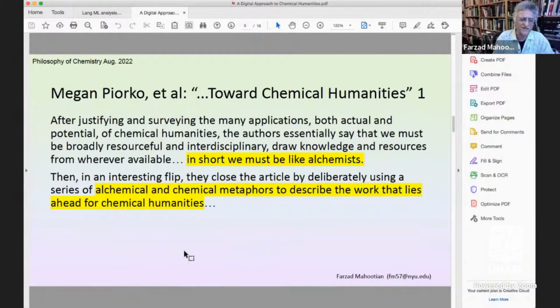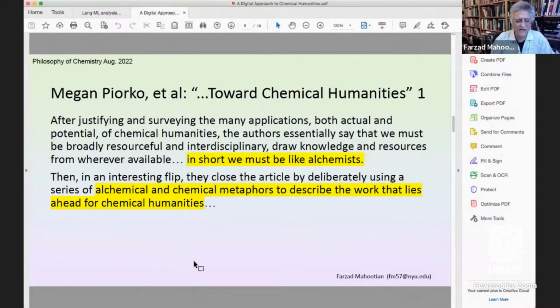When I read Pjorko's article, I was stunned because after justifying all these different kinds of applications, things like I said, but in much more eloquent language, she and her co-authors end the article by saying, we must be like alchemists. And by that she meant that they did whatever they could, catch as catch can. They worked in courts. They worked on the street. They had the highest esteem and the lowest esteem. They really covered it all. They used every kind of language. Basically, she's saying we should be interdisciplinary on steroids.